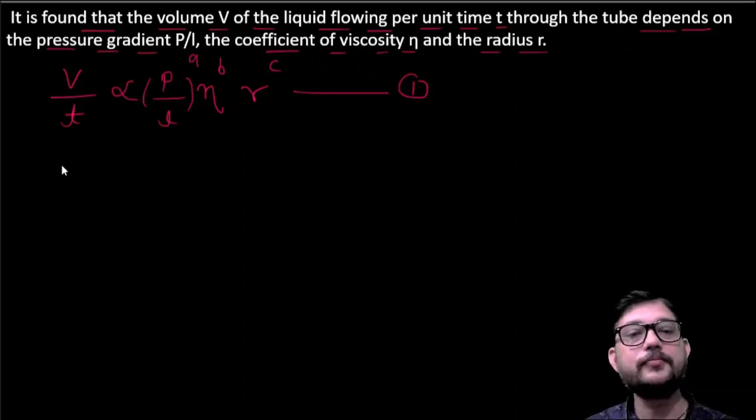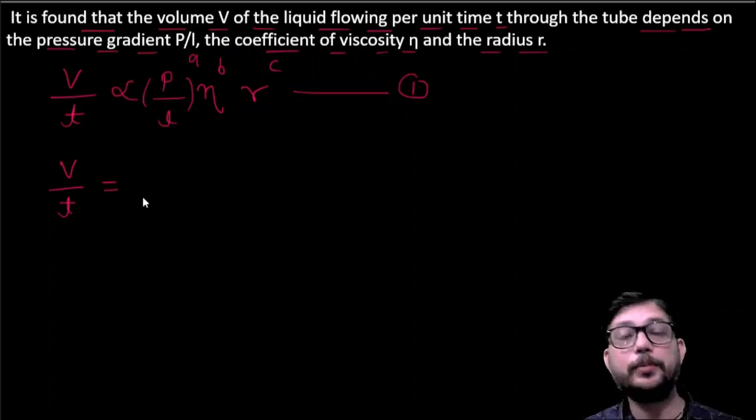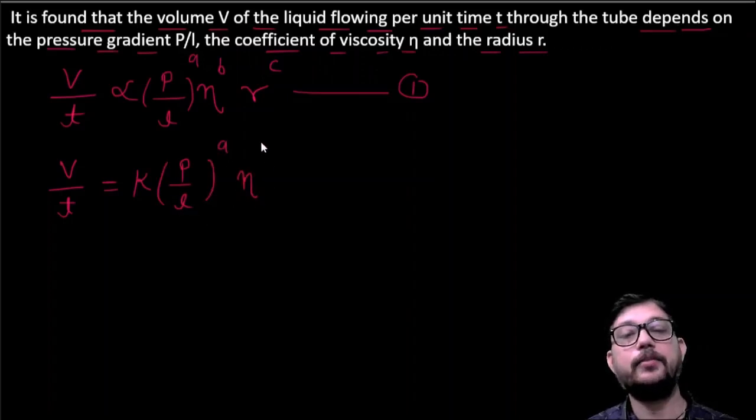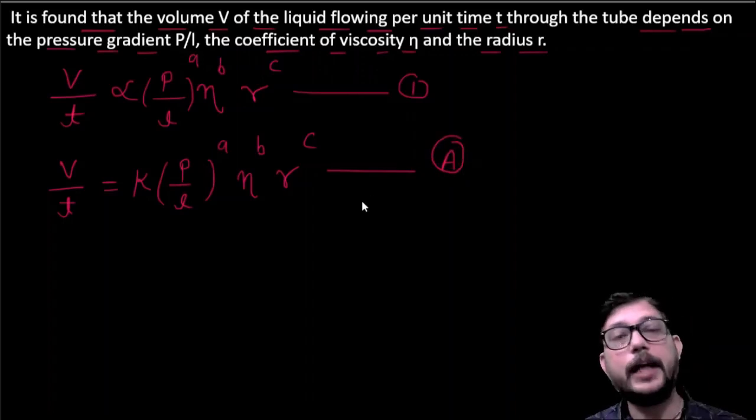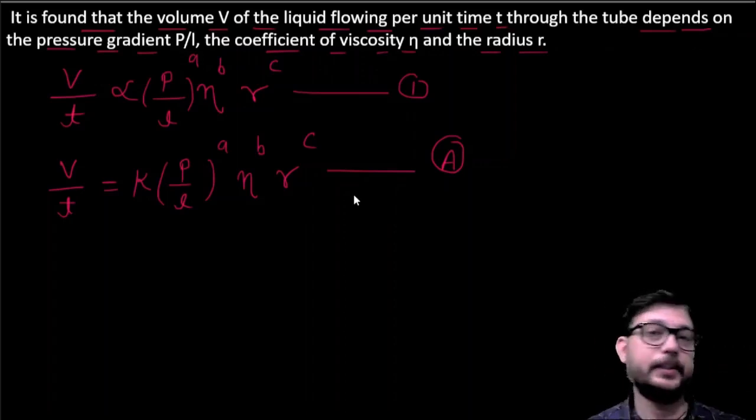Okay. So V upon t, when we remove the proportional sign, then a constant K comes. So P over L, the power raised by A, eta power raised by B, r power raised by C. So this will be your equation number A, let's suppose. Now with the help of dimensions, we will put the dimension of each and every physical quantity.